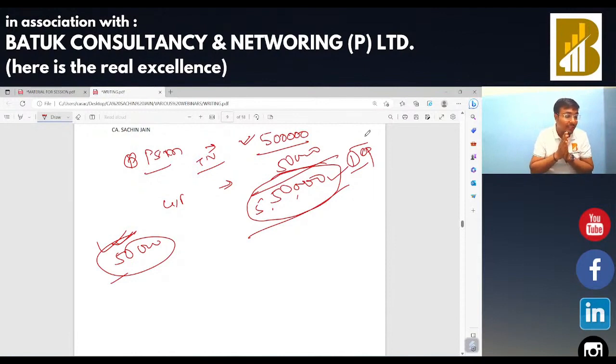Okay, Anuradha ji, is that okay regarding depreciation on fixed assets and input tax credit on that? Anuradha ji, you got my point?